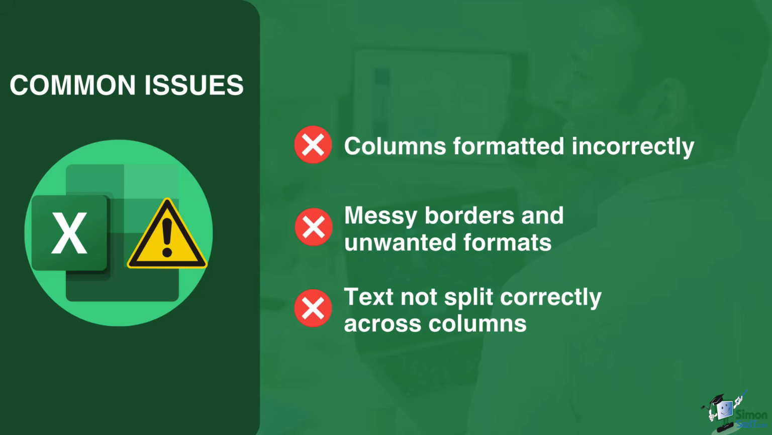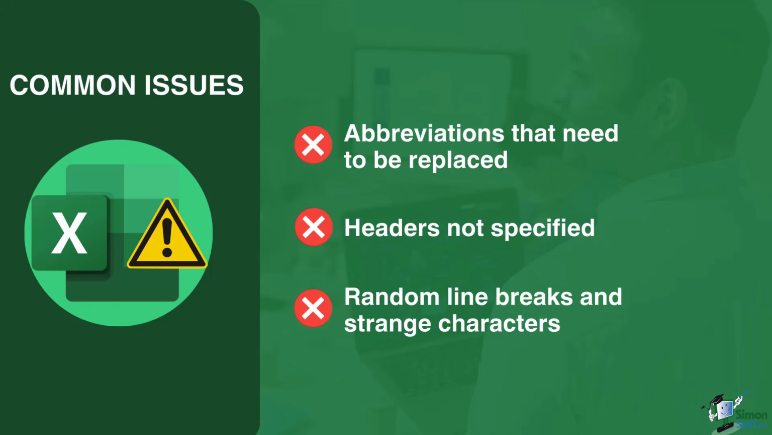We might find that when we download our data set, the text isn't split up as we need it to be. For example, if you have a column that has people's names in it, you may need it split up into first name and last name. So we need to know how we can deal with that type of scenario as well. We might have things in our data that need to be replaced. So maybe we need to replace abbreviations with the full word, things like that.